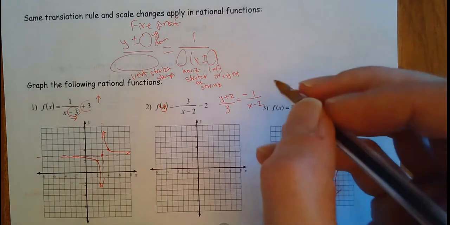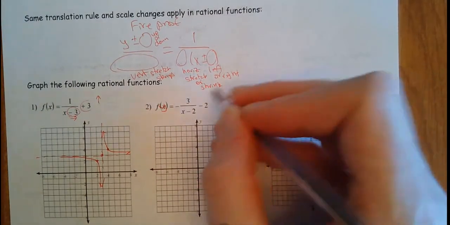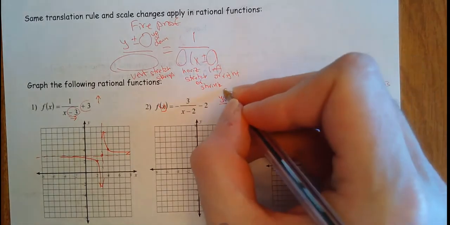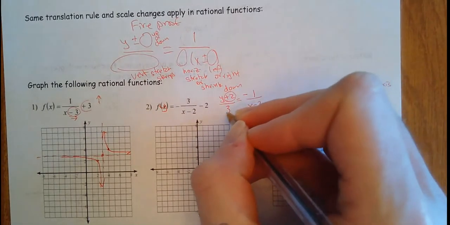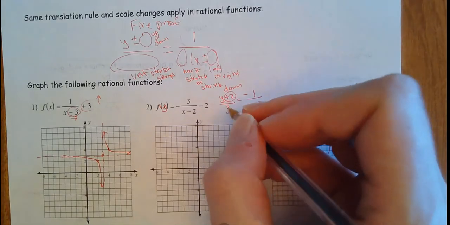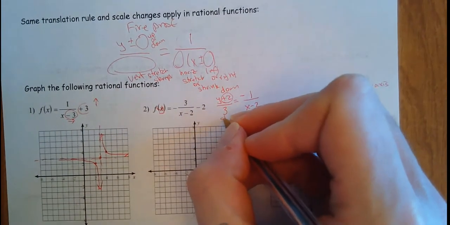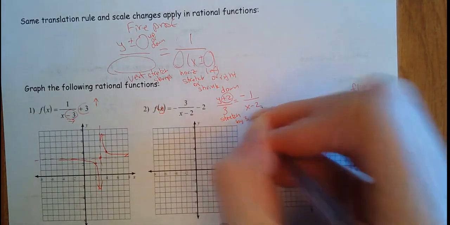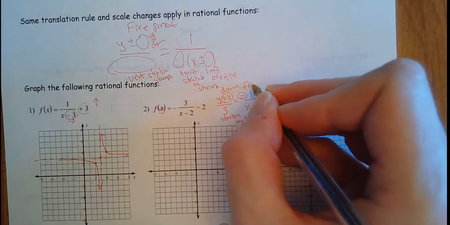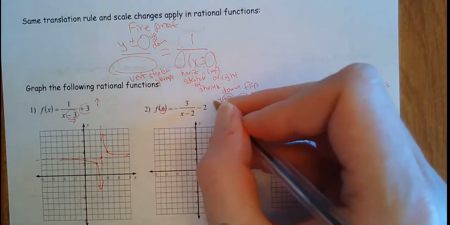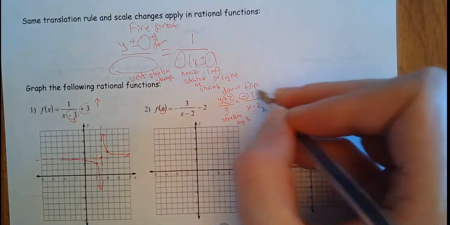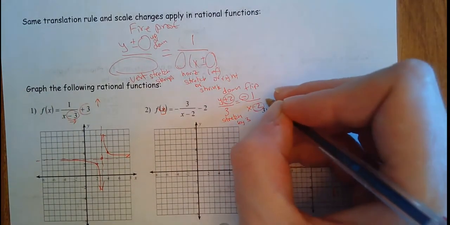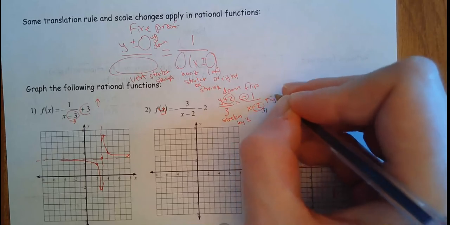So what I got here, and remember the whole left side has to do with vertical stuff. So that plus 2 means 2 down. And then this 3, it's larger than 1, so it's going to be a stretch by a factor of 3. So stretch by 3. This negative means flip the graph over about the x-axis. If it was a negative over here, it would be about the y-axis, but it's over here, so it's about the x-axis. And then this minus 2 here means 2 to the right.